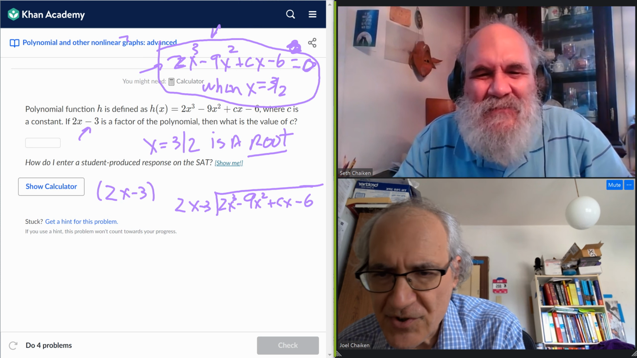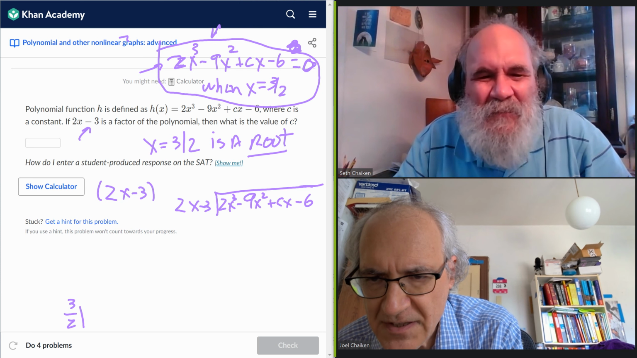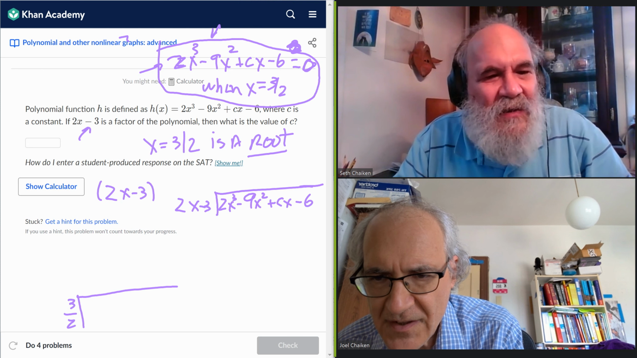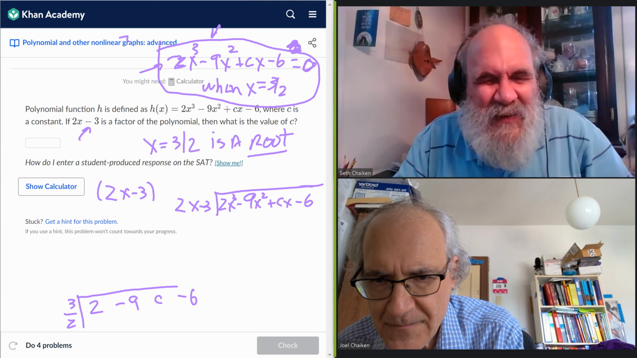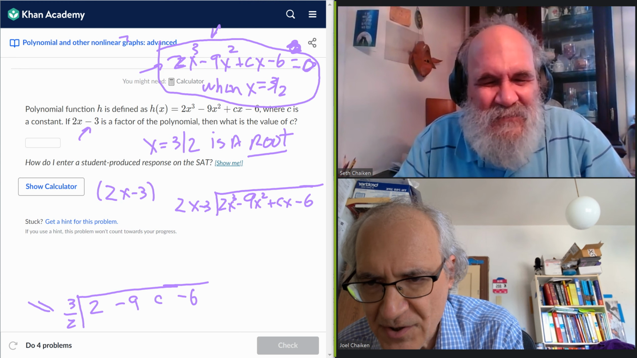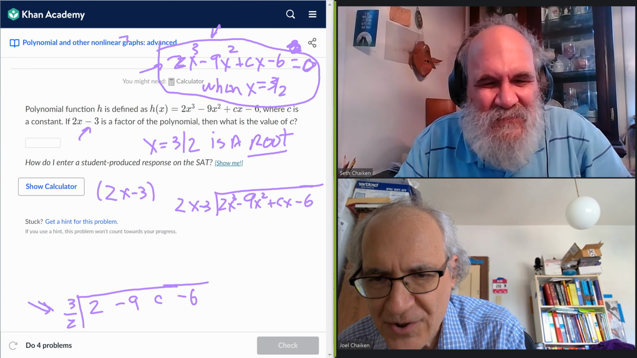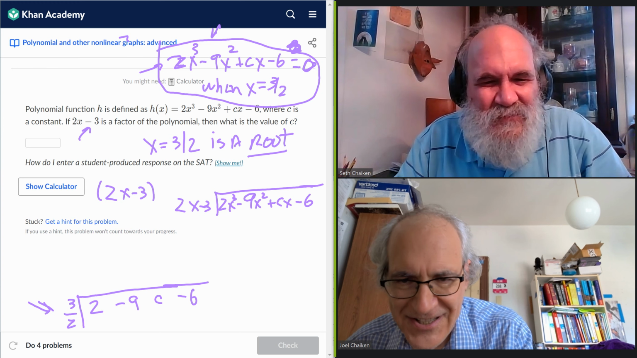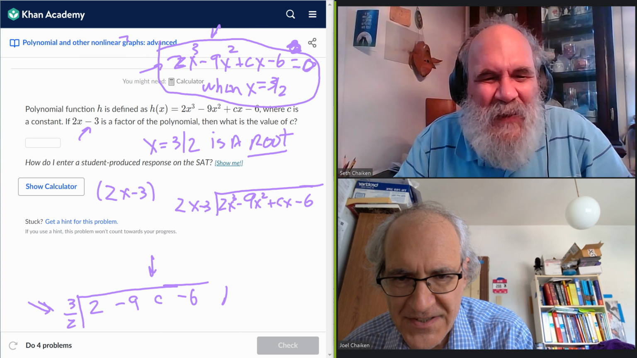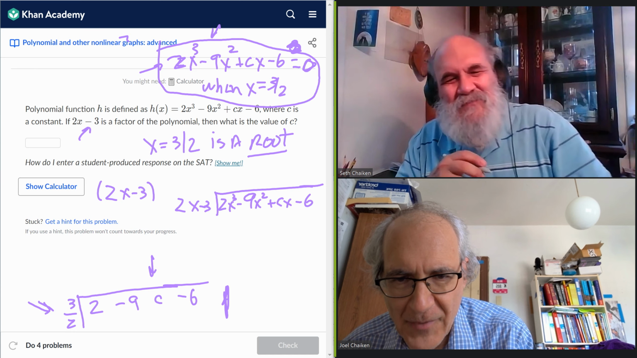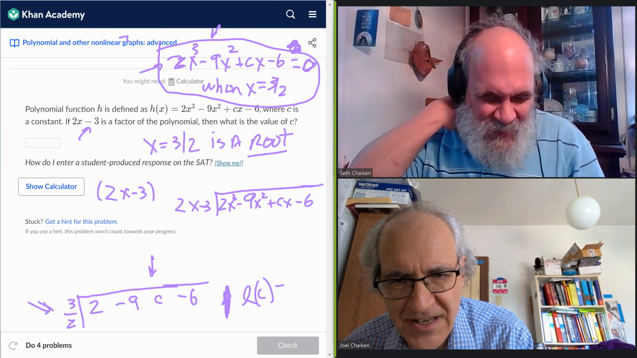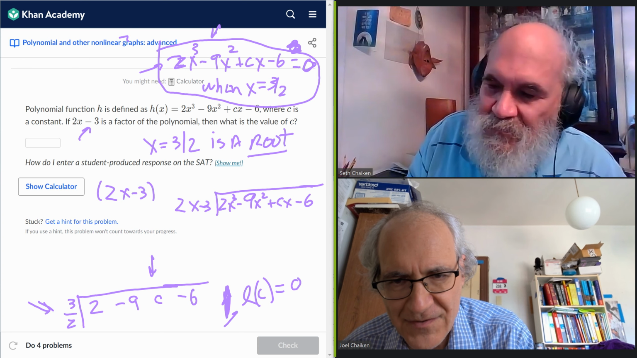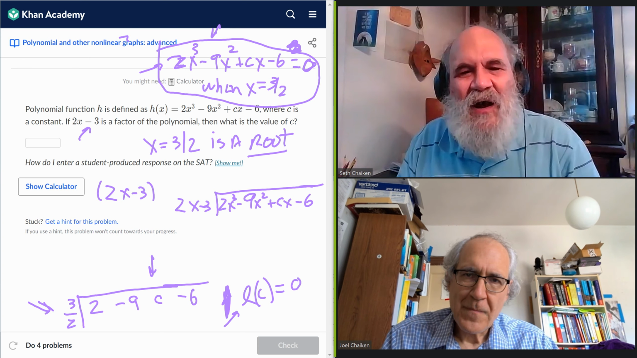Synthetic division, don't you do like 3 halves and then you go like this? And then you go 2, -9, C, and -6. Yeah. And then you call it synthetic division, and then you get an equation for C at the end. This is going to lead to some sort of function of C, and you have to set that to 0, and that gives you one equation.